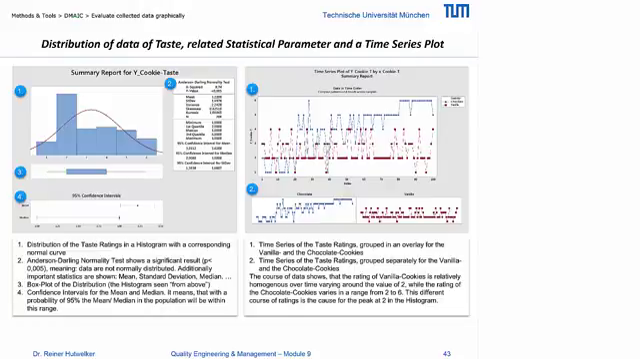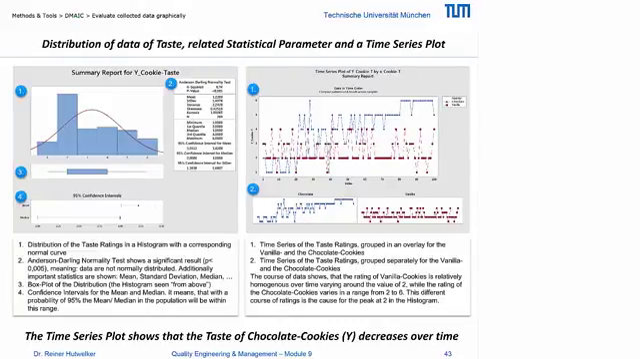The time series plot shows for the vanilla cookies a stationary course of events and for the chocolate cookies a shift in the rating of taste from good to bad. This means there is a difference in taste between the two cookie types. But is this difference statistically significant and practically relevant? Before we test the difference, let us first check the process capability of the chocolate cookies.